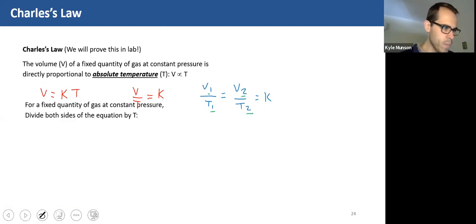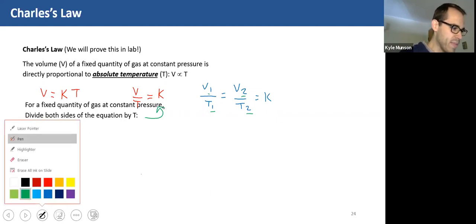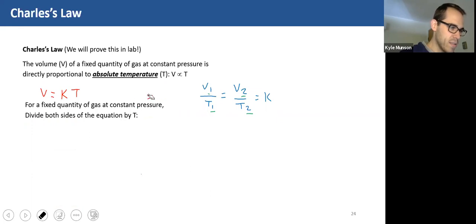I should have maybe written this down here, but this is basically what we're saying. For a fixed quantity of gas and pressure, divide both sides of the equation by T. You get what I wrote on the top, and then you could solve as I did here. Let me just rewrite that very quickly for our notes. So V over T is equal to K. There we go, that's a little bit neater.